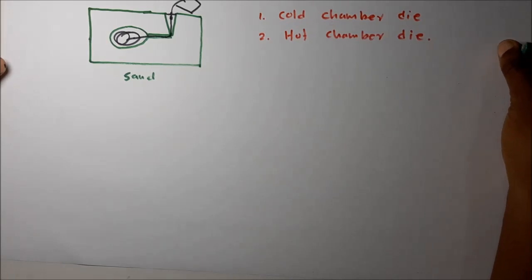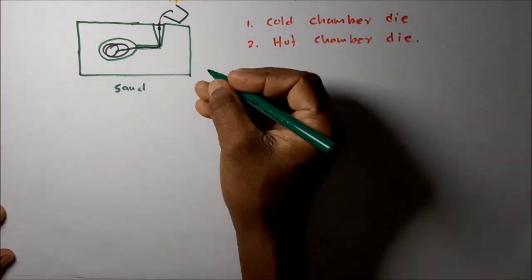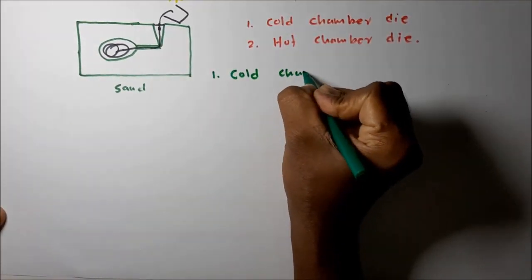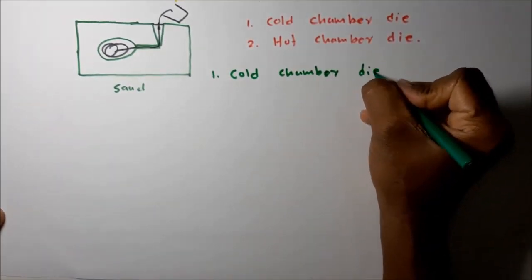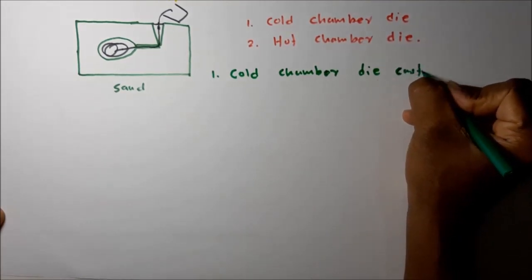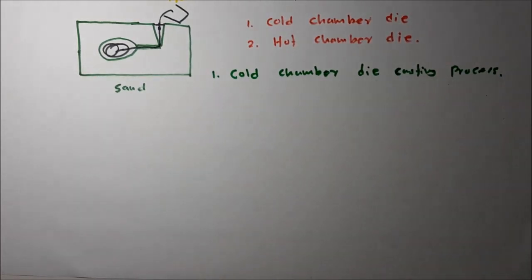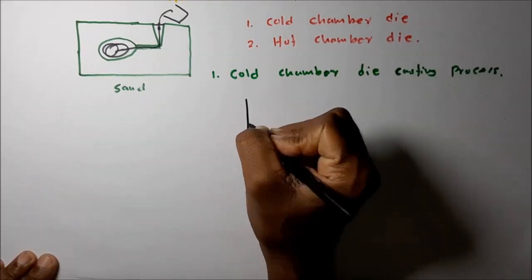Let's look at the cold chamber die casting process first. This operation is done on a machine. In the cold chamber die casting process, what happens? Okay, let me draw the mold.